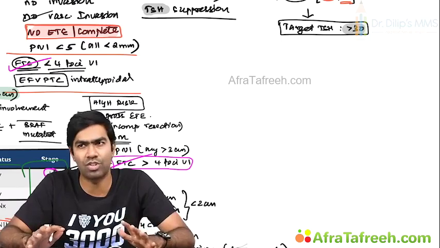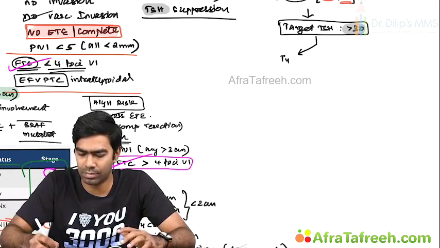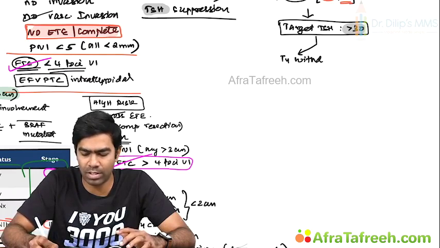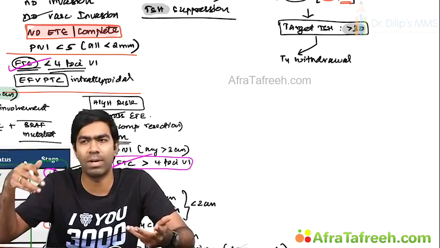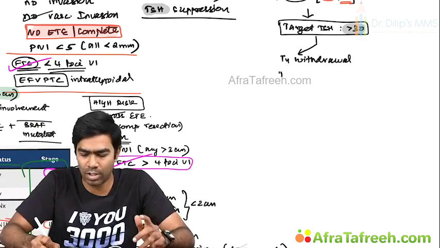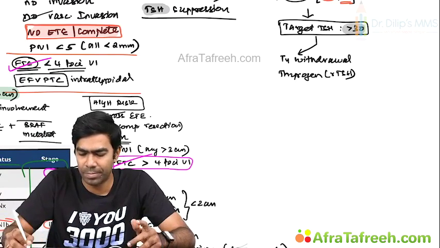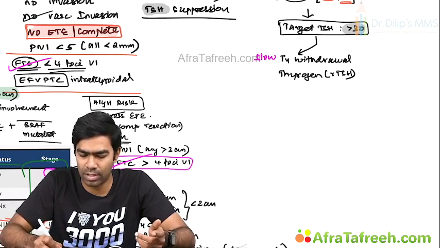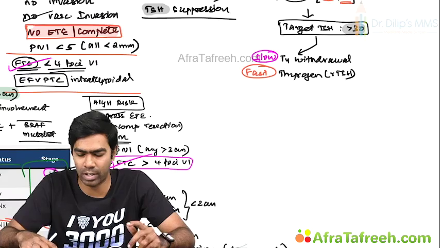And this target TSH can be achieved by two principles. One, by thyroid hormone withdrawal, which means the patient would have gone for a total thyroidectomy. If you don't give any thyroid hormone, automatically by feedback, because there is no thyroxine in the body, the TSH will start rising. This is a slow way; it takes 4 to 6 weeks approximately. Or you can use Thyrogen, which is nothing but a recombinant TSH. This is very fast. You can achieve the target TSH within a couple of days, within 24 to 48 hours.